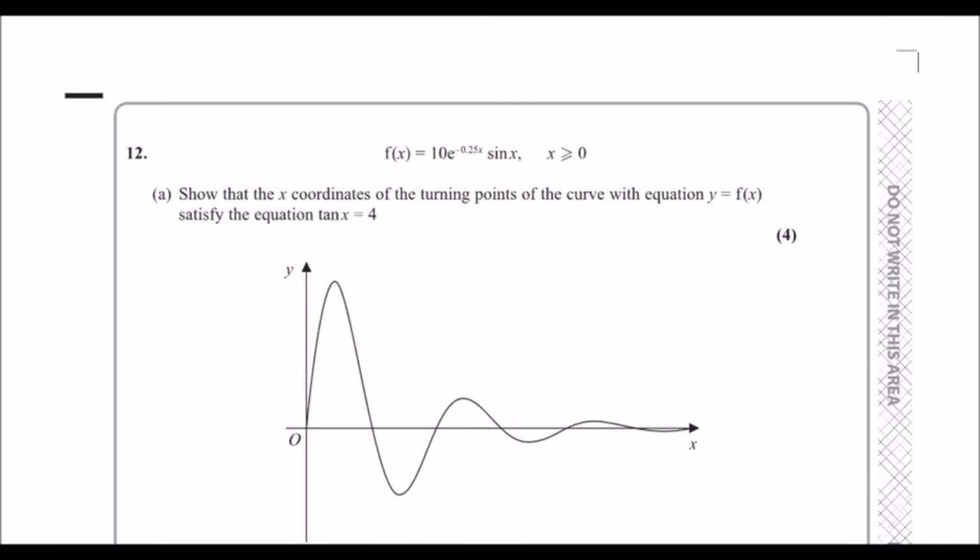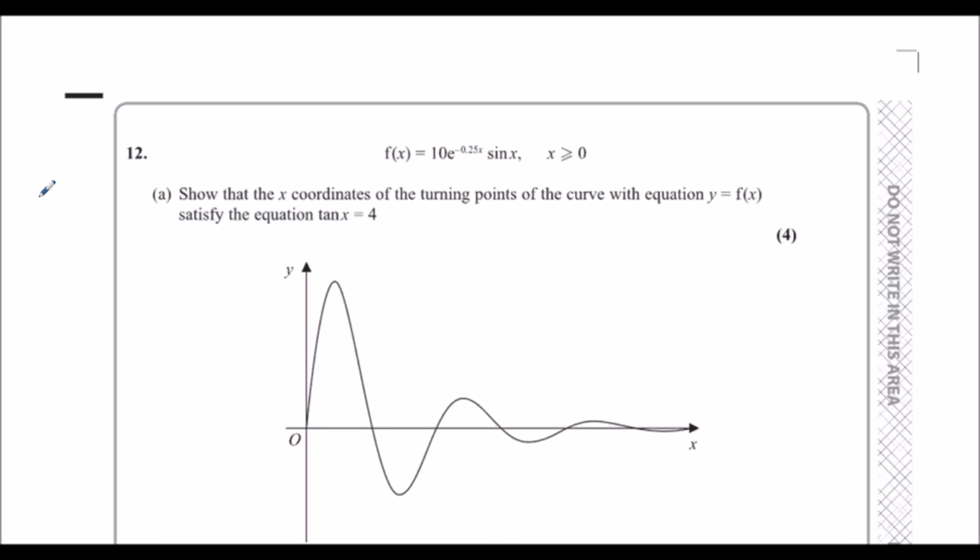Question 12. So we're told that f of x is equal to 10 times e to the power of minus 0.25x times sine x, where x is greater than or equal to 0. And we need to show that the x coordinates of the turning points, so the turning points are where dy/dx is equal to 0. So we need to differentiate it and make it equal to 0. And we should get, if the curve satisfies the equation, 10x equals 4. So we're going to differentiate it, make it equal to 0, and then we should be able to simplify it to give us 10x equals 4.